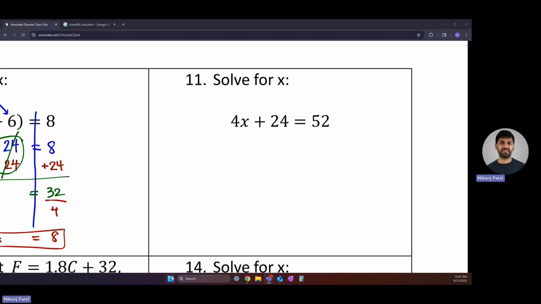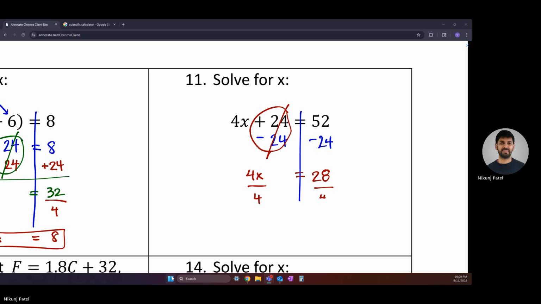Number 11, we don't need to distribute. We can just directly begin by subtracting 24. So 4x equals, subtract 52 minus 24. So that ends up giving us 28. And then we divide both sides by 4. x equals 7.